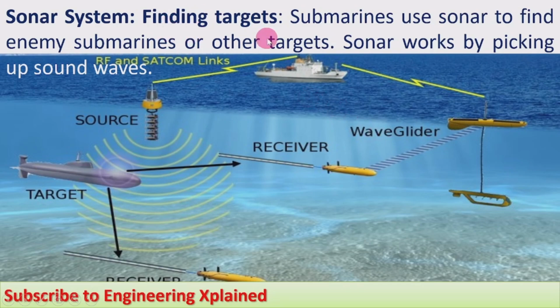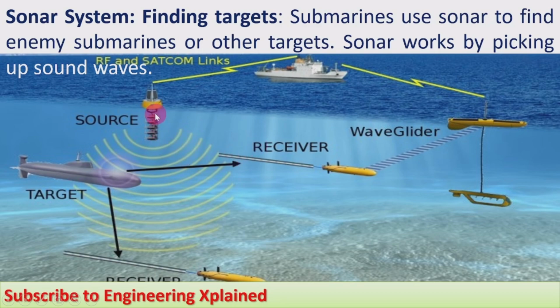Sonar system, for finding targets. Submarines use sonar to find enemy submarines or other targets. Sonar works by picking up sound waves. Usually the sonar system works inside the water, where it can receive waves by sound. That is the sonar system we can call, like how the radar system works on the ground.